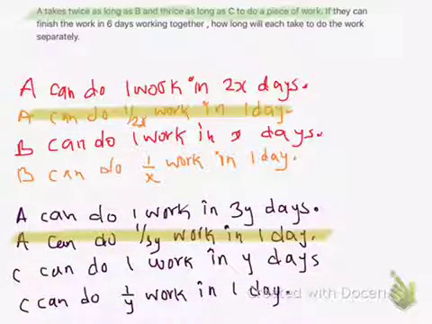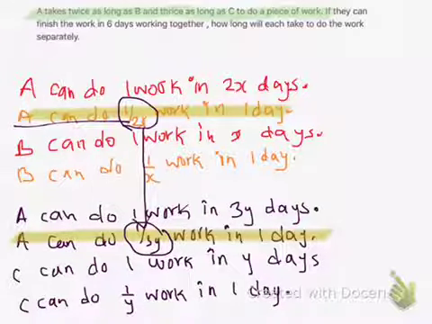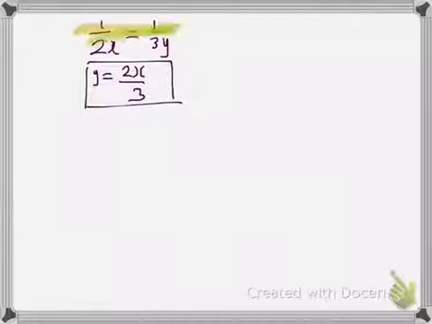So when we read these two highlighted parts, A can do 1 by 2x work in one day, and A can do 1 by 3y work in one day. These both are the work done by A in one day. So although there are two variables x and y, these two works should be equal, as they both are work done by A in one day. So this gives 1 by 2x is equal to 1 by 3y. So on representing y in terms of x, we get y is equal to 2x by 3.